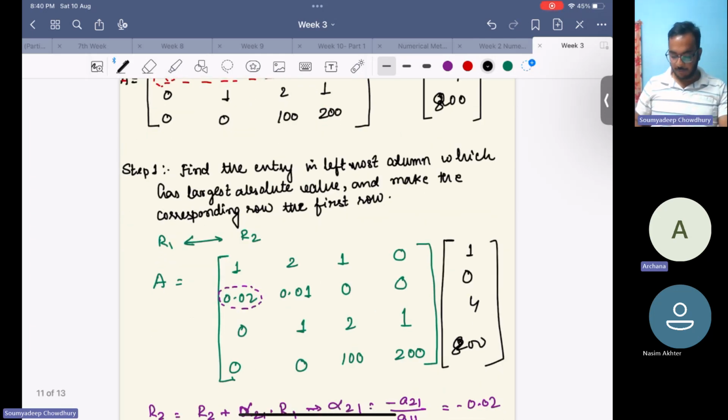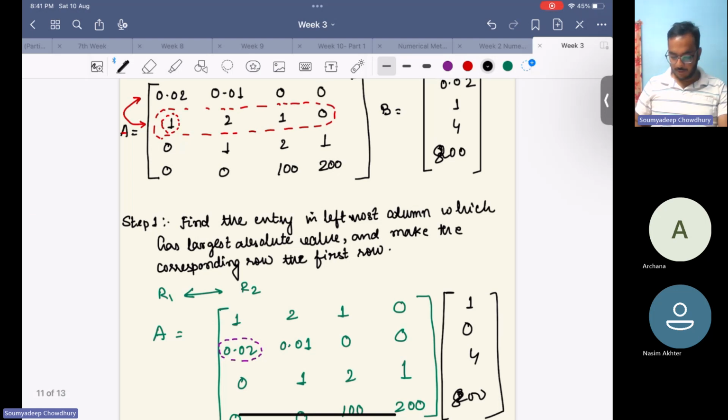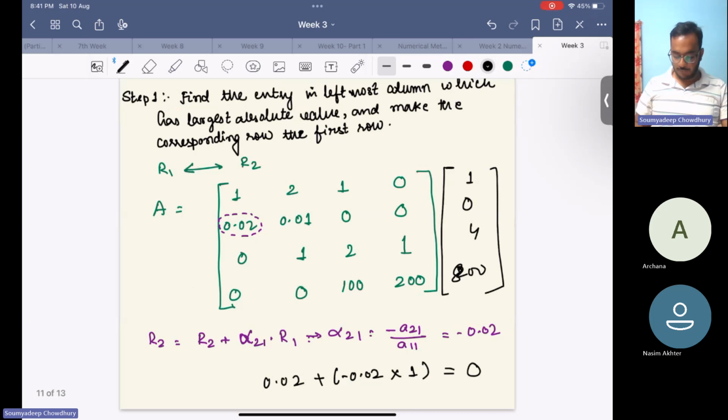Okay. So first step, we have done that. We have made this 0.1210 row the first row. So now the first half of the first step is done. The second half is you have to make this A21 equal to 0. To make A21 equal to 0 using your normal Gaussian elimination, you do exactly the same thing here. That is, R2 equals R2 plus alpha 21 into R1. Clear? Yes, sir. Clear.